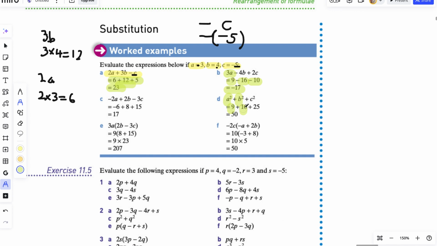The next one is c squared minus 5. Now, here's the deal. When they say minus 5 squared, you have to put brackets. Minus 5 squared means minus 5 times minus 5. It will give you positive 25. So after you finish that, you add all of them together. You say 9 plus 16, you get 25. 25 plus 25, you get 50. That's how the answer is 50.